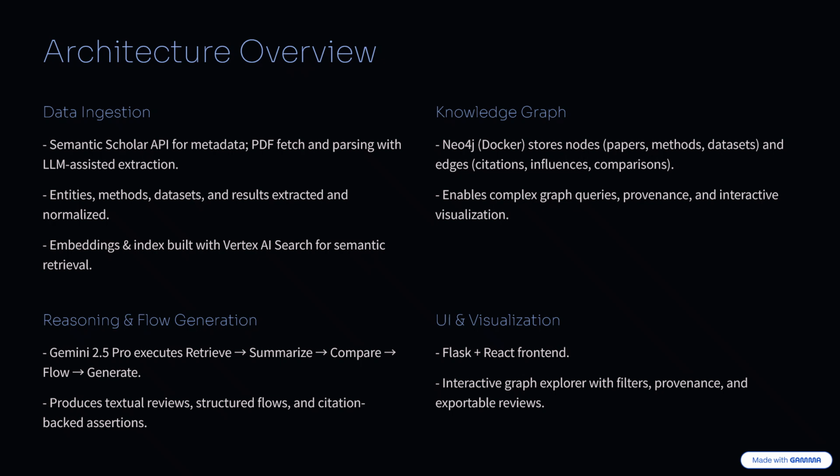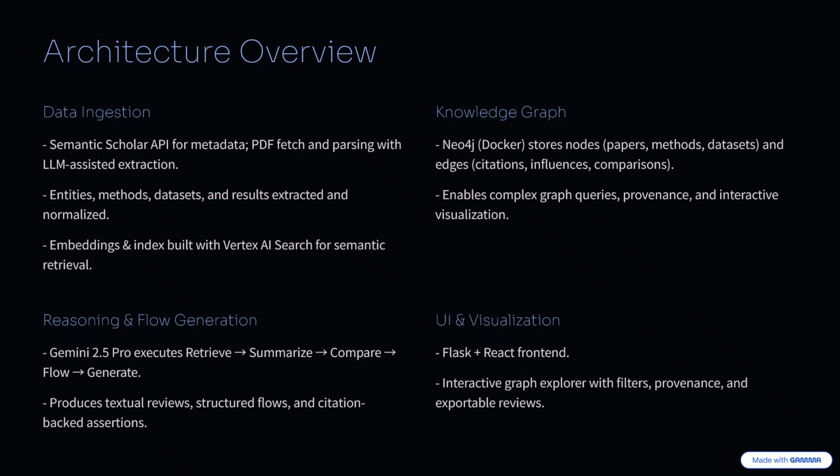Coming to the architecture overview. The first thing that we do is data ingestion, where we use the Semantic Scholar API for metadata fetching and PDF retrieval, and parse it with LLM assisted extraction. We also extract the entities, methods, datasets, and results, and we normalize them. The embeddings and index are built with Vertex AI Search for semantic retrieval.